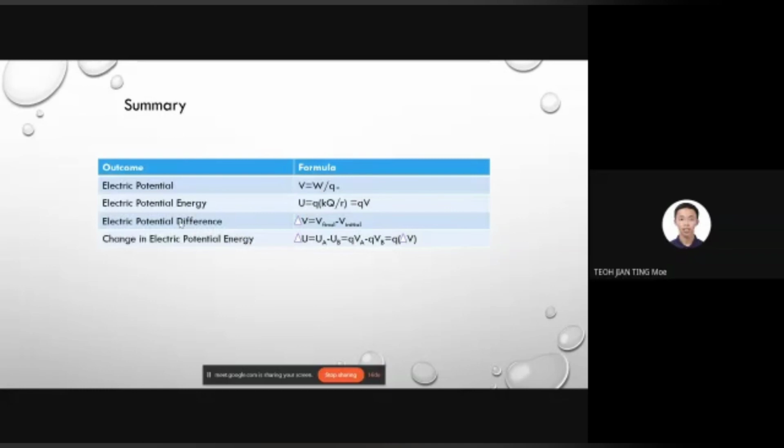Next, to find electric potential energy for a system of two charges, we have to use U equals k times the product of Q1 and Q2 over the distance between Q1 and Q2. As for the three charges, we have to use U equals k times the bracket of the product of Q1 and Q2 over the distance between Q1 and Q2, plus the product of Q1 and Q3 over the distance between Q1 and Q3, plus the product of Q2 and Q3 over the distance between Q2 and Q3. Lastly, for the change in electric potential energy, delta U equals UA minus UB, which equals qVA minus qVB. We simplify it and we get q multiplied by delta V. That's all from me. Thank you.